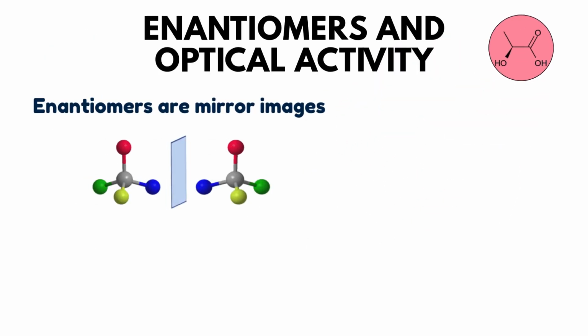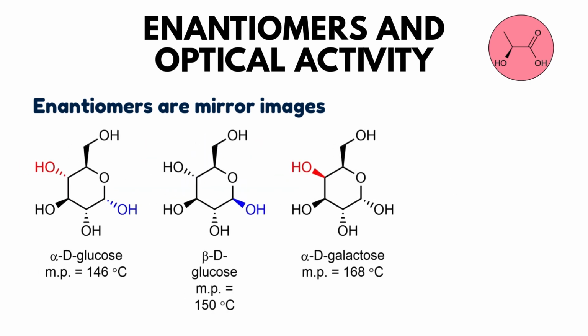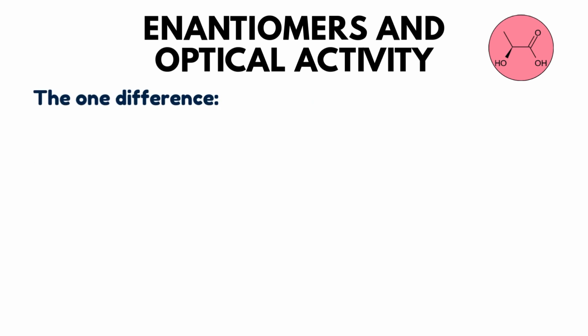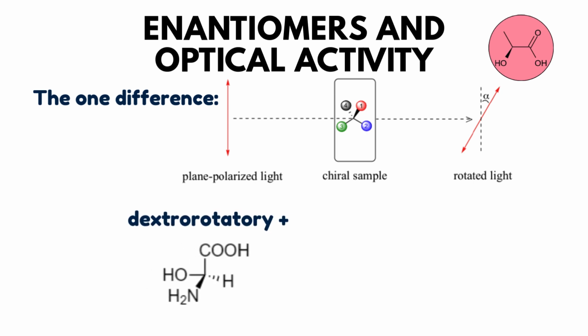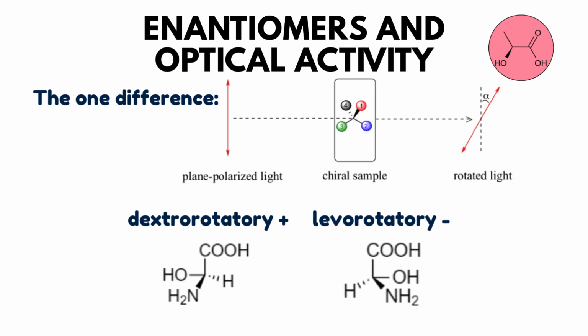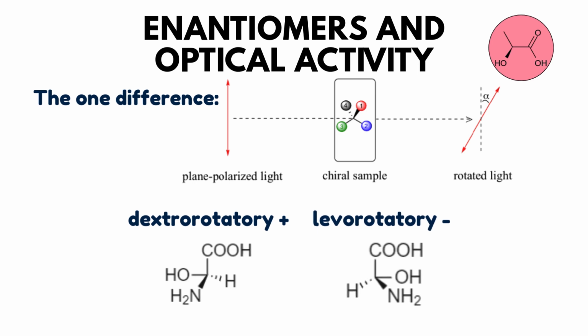Enantiomers and optical activity. Enantiomers are mirror images. They share identical physical properties like boiling point, solubility, and density. The one difference, they rotate plane polarized light in opposite directions. One is dextrorotatory (plus), the other levorotatory (minus). The MCAT expects you to know this distinction cold.